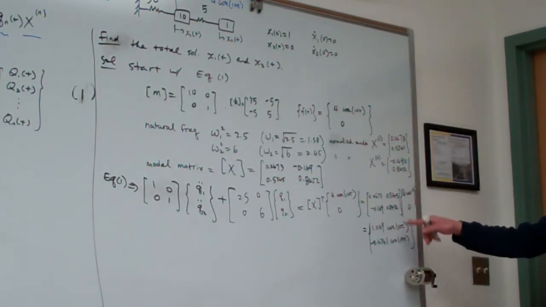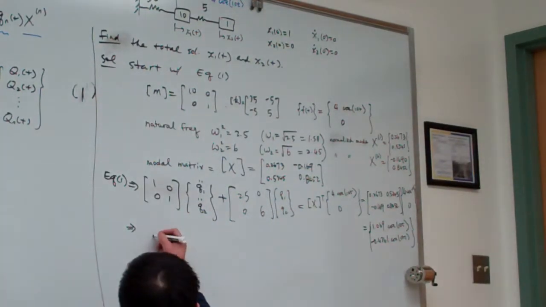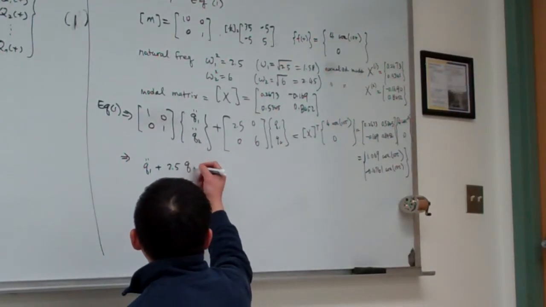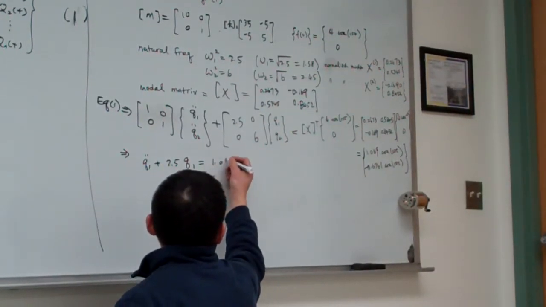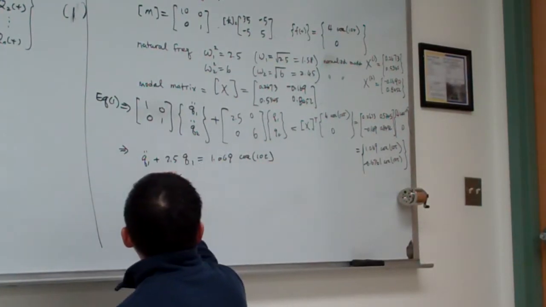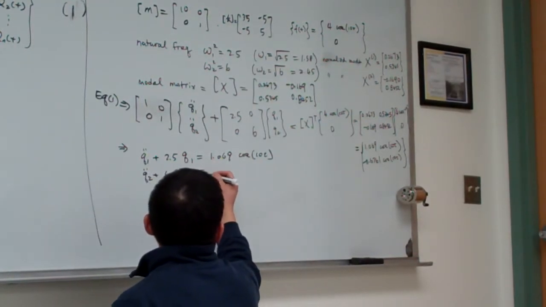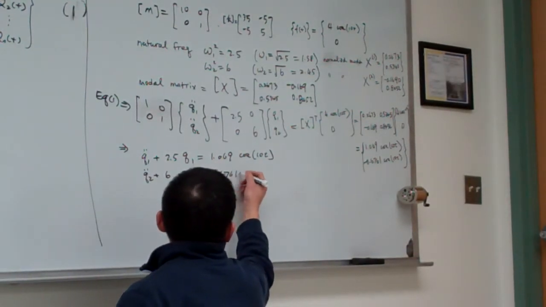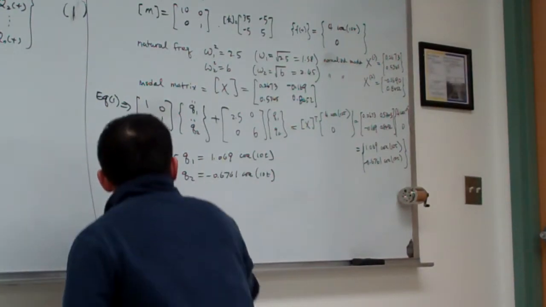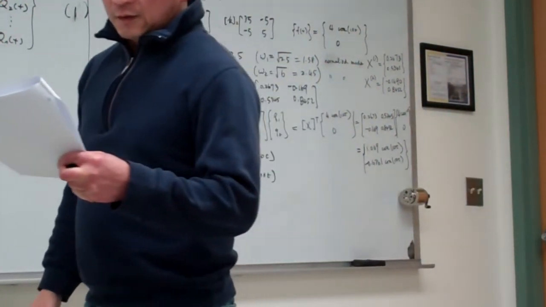So to implement this calculation, we have this one. Therefore, equation 1 becomes Q1 double dot plus 2.5 Q1 equal to 1.096 cosine 10t. And Q2 double dot plus 6 Q2.